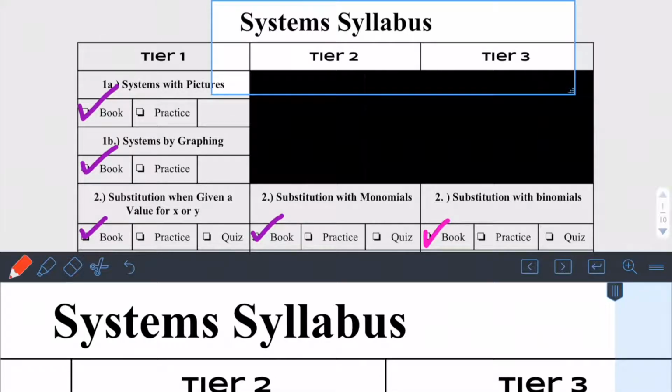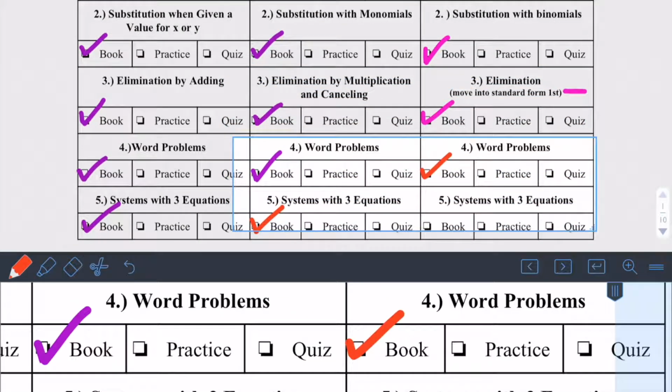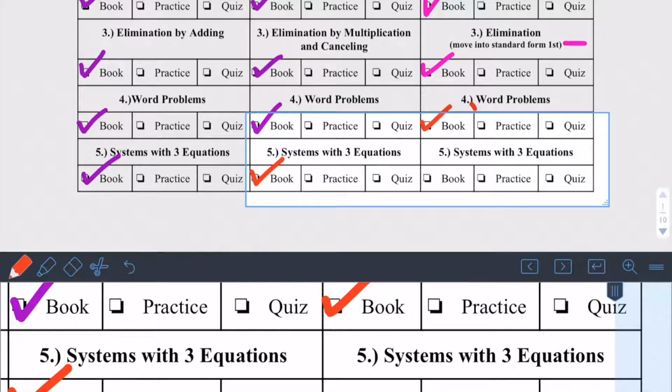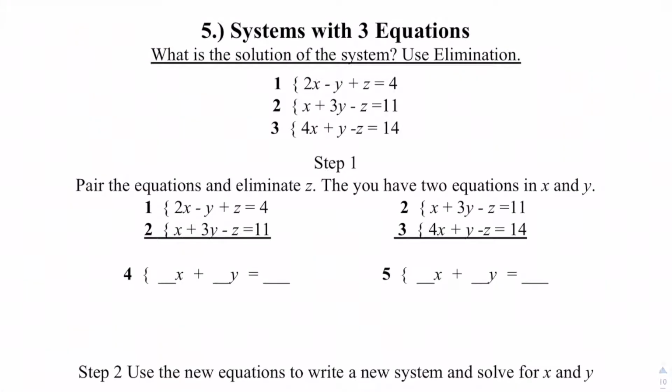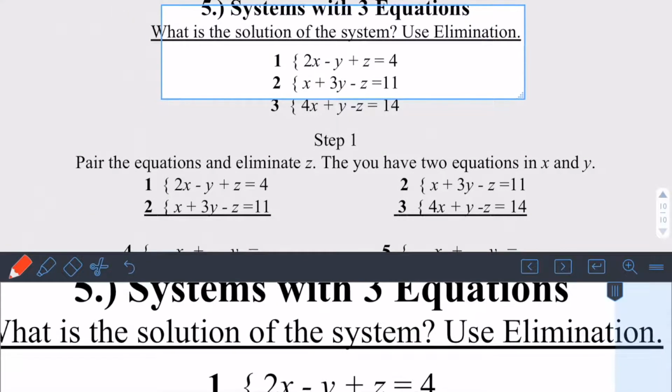Hi guys, we're in Unit 2 again, Systems of Linear Equations, and we are in Tier 3, and we are now on Lesson 5, which is Systems with 3 Equations. So we are going to check that off, that we are doing our booklet notes. And here we are, Systems with 3 Equations, and what is the solution of the system?